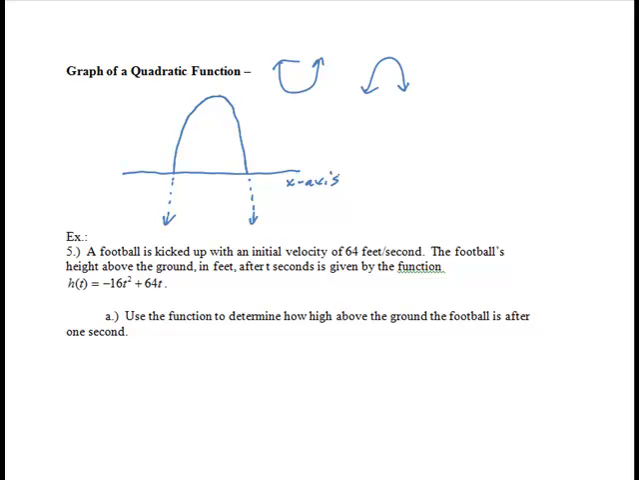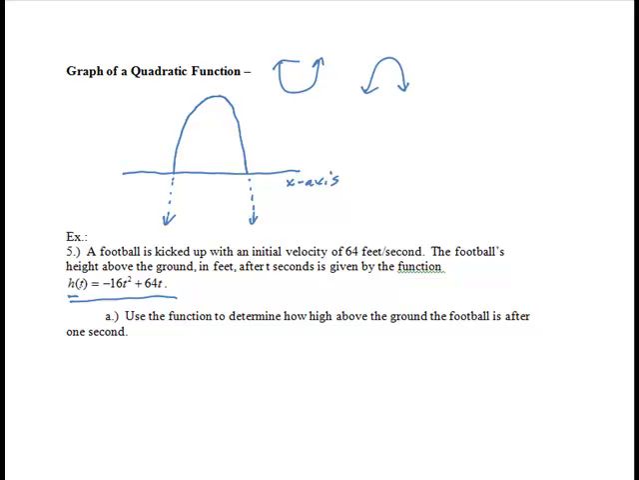So in example 5, a football is kicked up with an initial velocity of 64 feet per second. The football's height above the ground in feet after t seconds is given by the function h of t is equal to negative 16t squared plus 64t. So we don't have to derive the function, we just have to understand what it stands for. T, of course, is time measured in seconds, and it's the time after the football is kicked. H of t, then, is the height after t seconds.